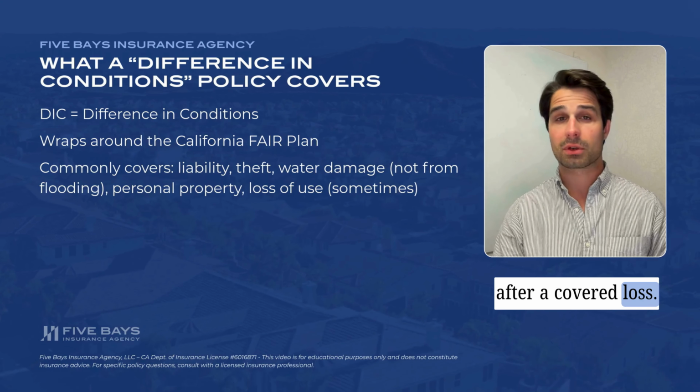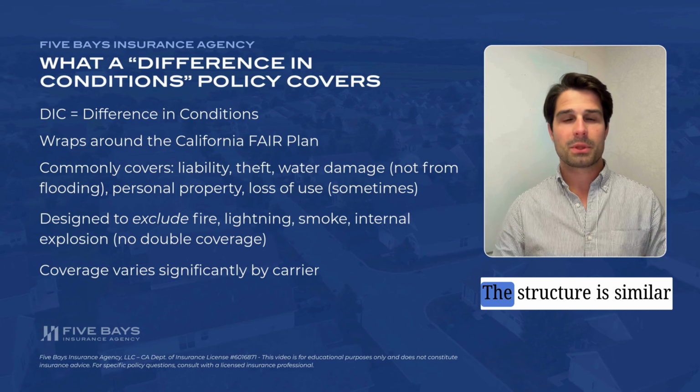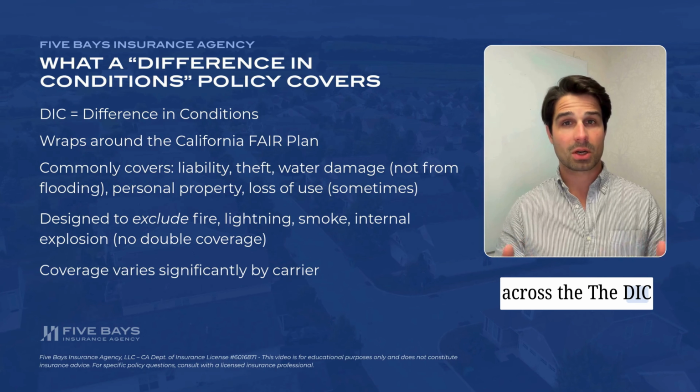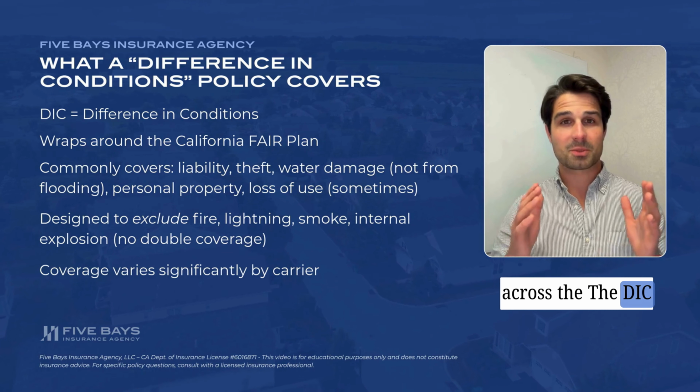Here's the part that doesn't get said often enough. DIC policies vary significantly between carriers. Two DIC policies with the same price tag can have meaningfully different coverage. Limits, exclusions, sublimits, these all can differ. The structure is similar across the market, but the specifics are not. That means that having a DIC policy doesn't automatically mean you have the coverage that you think you have. The specifics are found in your policy documents.